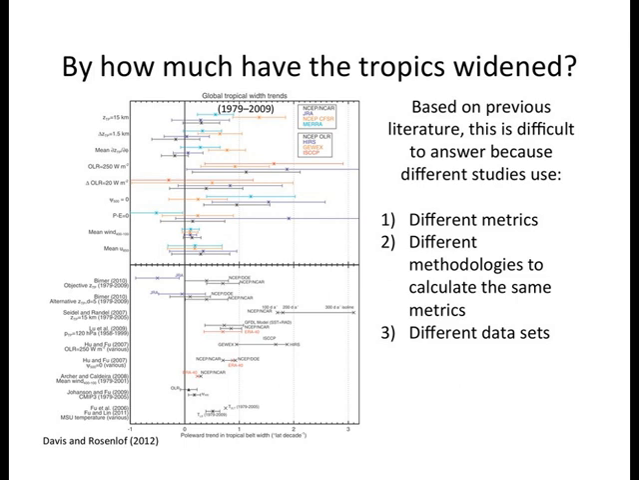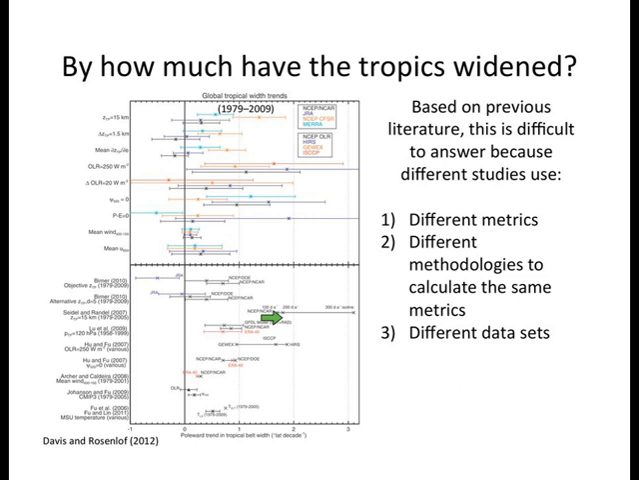At the time, they were trying to incorporate and catalog all the measurements of tropical widening that had been in the literature, as well as develop some new ones of their own. What you can see here is the wide range of estimates across different studies. Some studies have virtually no widening over this period from 1979 to 2009, in other words, suggesting basically the Hadley cell edges have been in the same location on average. Whereas other studies are suggesting a widening of up to 2 and maybe even 3 degrees per decade. So there's this huge discrepancy in how much widening has been documented.